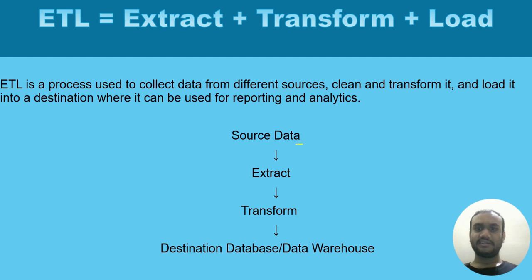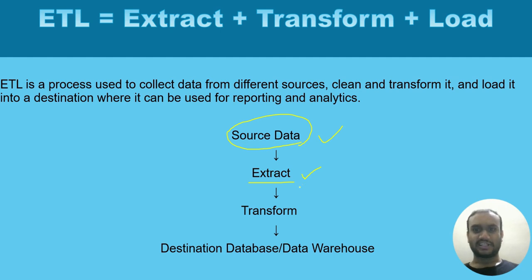Just see this. This is your source data. Source data can be your API, your file format, a flat file, or any database from where you fetch it. Now, using some mechanism you fetch it. That is called extraction. Extraction is fetching the raw data from your source system.